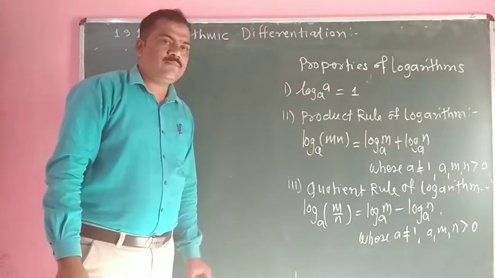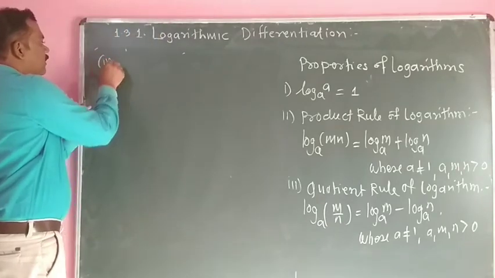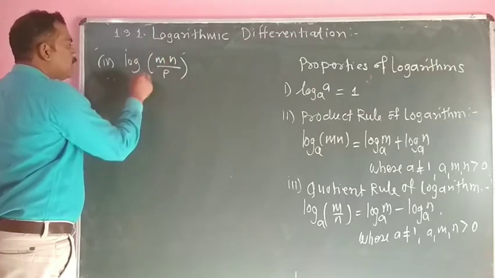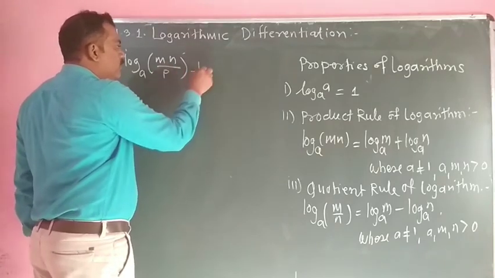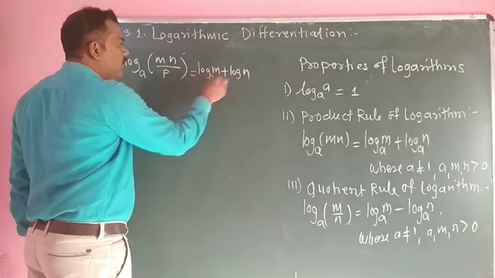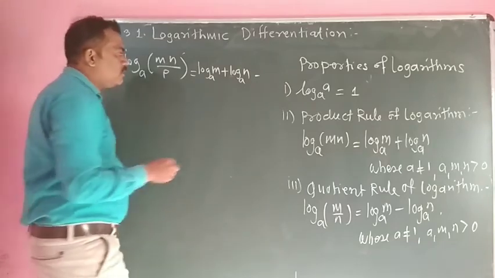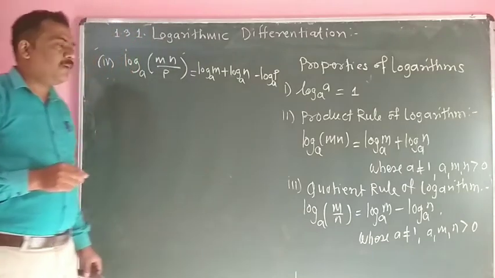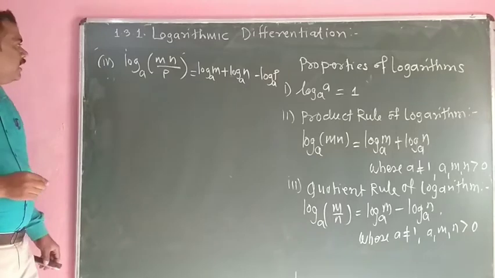When we combine both product and quotient, suppose we consider this type, log of m into n divided by p to the base a. Then how do we apply this? Here product is there, so we take the addition, log of m plus log of n, the base of this log being a, minus, since p is in the denominator, we subtract log of p to the base a. In this we have applied both the rules, product rule and quotient rule, for this type of example.